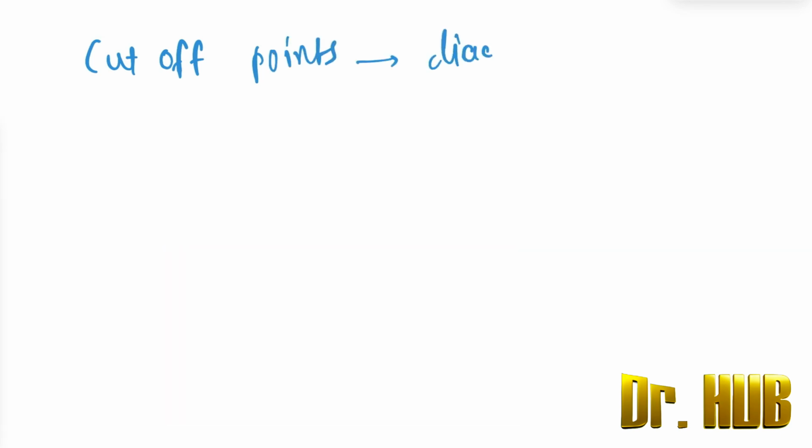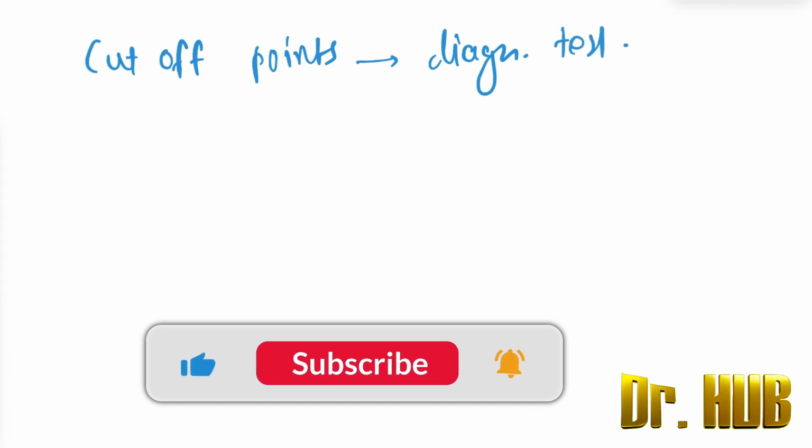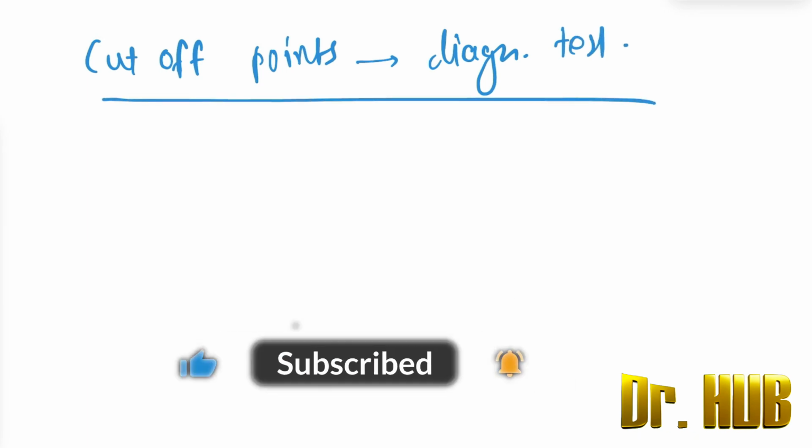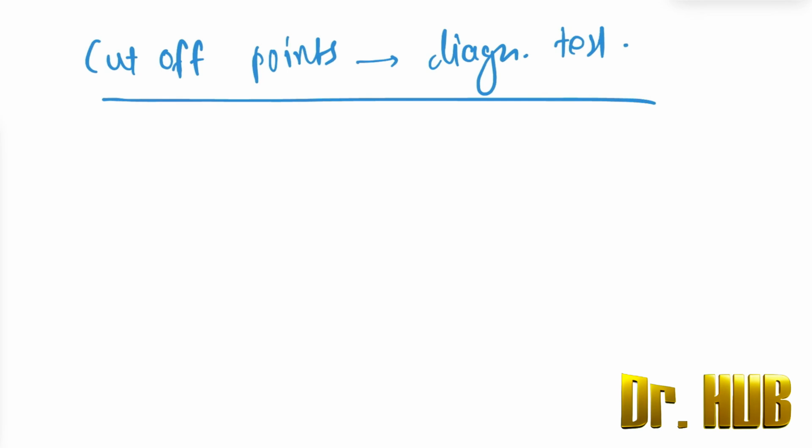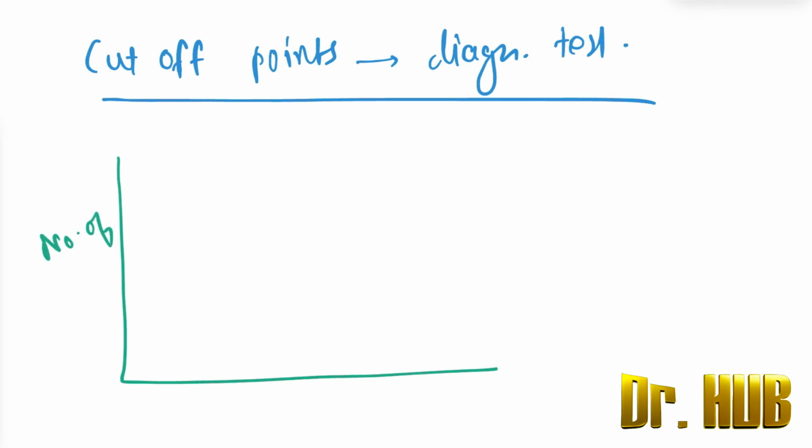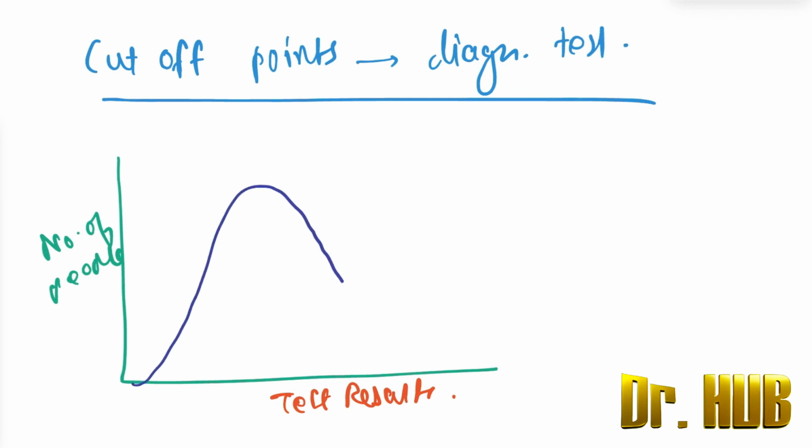This is in case of the diagnostic test. To begin with, we will see the possible cutoff value. By drawing the graph, we have the number of people on the y-axis, and on the x-axis there are the test results. So we have a graph, it peaks, then there is another graph.